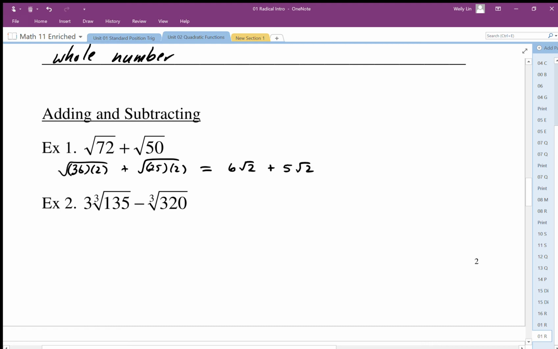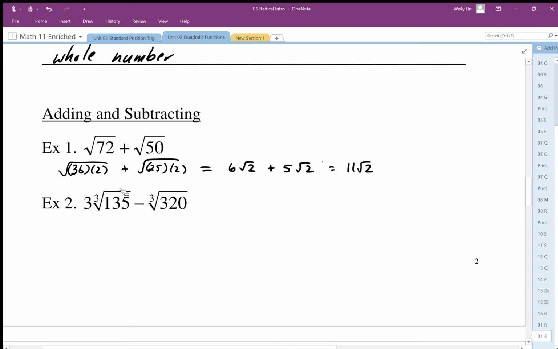Now at this point I need to check, are these like radicals? In fact they are. This square root 2 is the same as this square root 2. These are coefficients, so these are actually counting the number of root 2's. So I have 6 groups of root 2 here, 5 groups of root 2 here, so I have 11 groups in total. So I just add those up and say I have 11 root 2, or 11 groups of root 2.